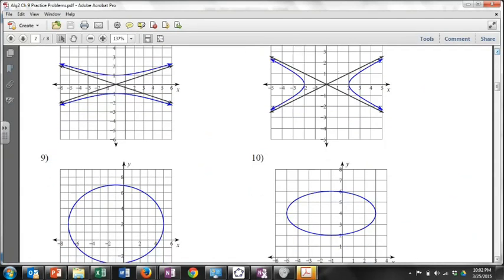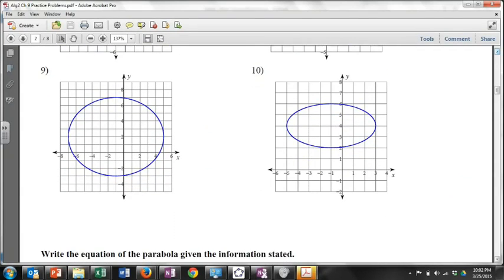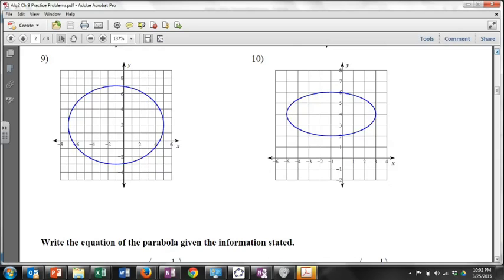Okay, let's keep going down here. Number 9 and number 10, the difference with these equations is that now the ellipse is not at 0, 0 as its center point, so we need to carefully figure out where the center point is, and in this case I believe it's right here, and the coordinate of that is -1, 2. Let's figure out the radius.